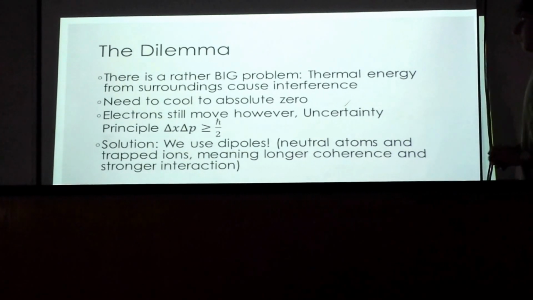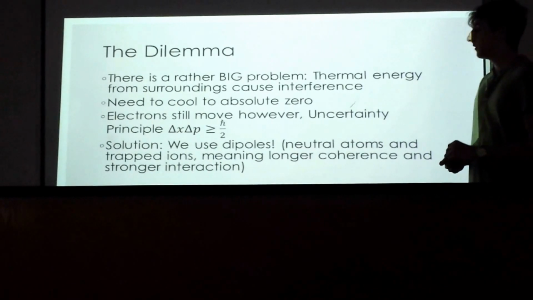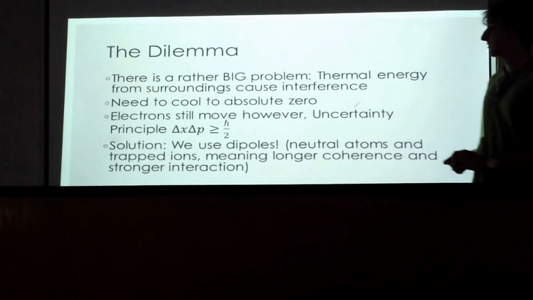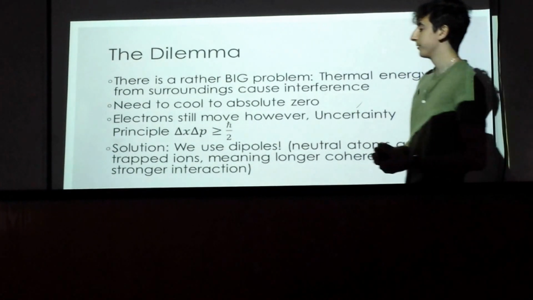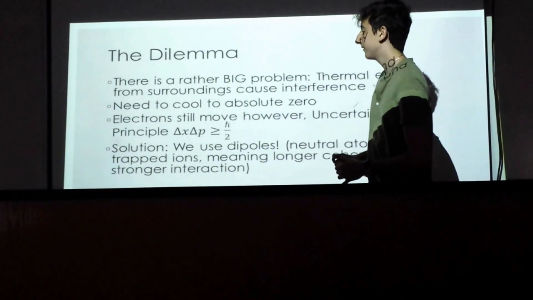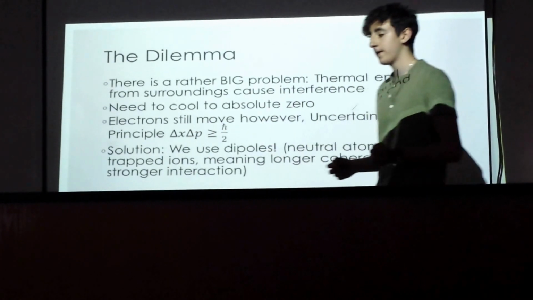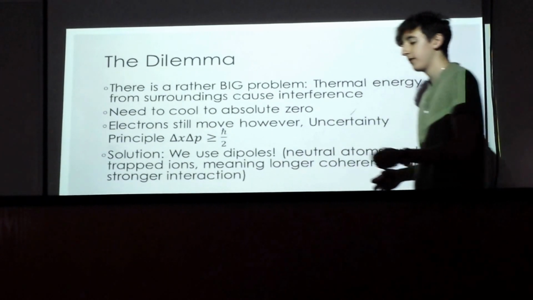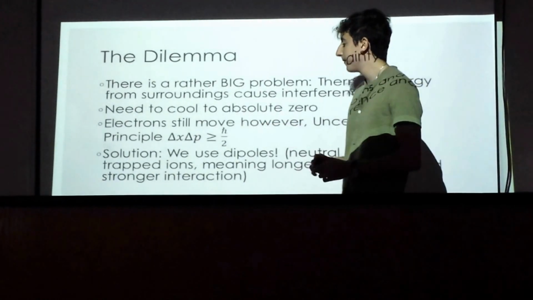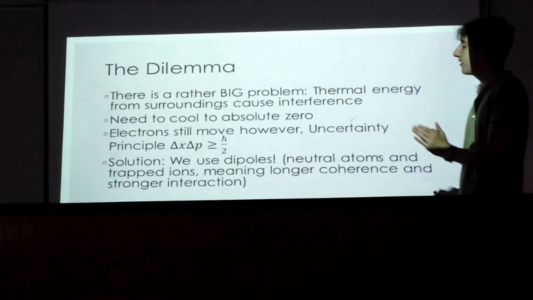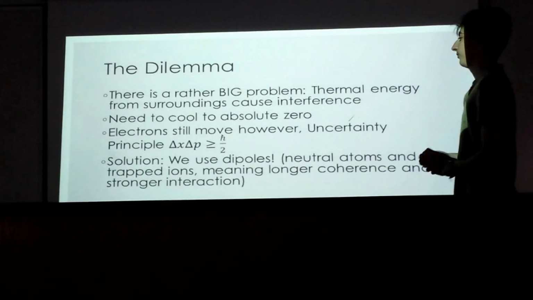But there's a consequence, in that the electrons still move because of what is called the uncertainty principle. It basically says that if we have any change in position, so say I move the electron a little bit, and change in momentum, then the product of them has to be greater than h bar over 2.